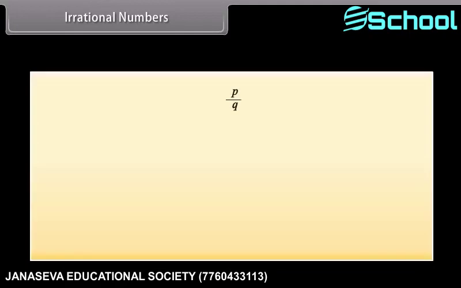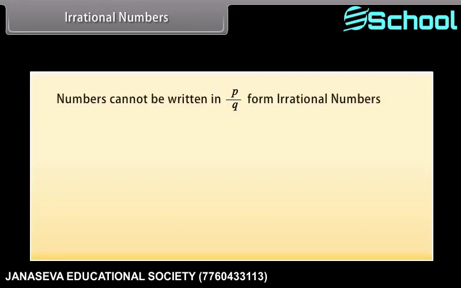Irrational numbers. You must be wondering if there are numbers which are not in the form of p by q. Yes, there are numbers which cannot be written in the form p by q. Those numbers are called irrational numbers. For example, square root 2, square root 3, square root 7, 0.101101110111101 and so on, pi and so on.